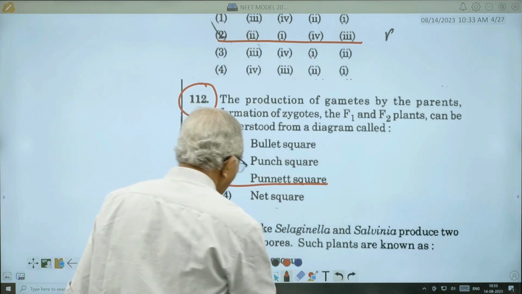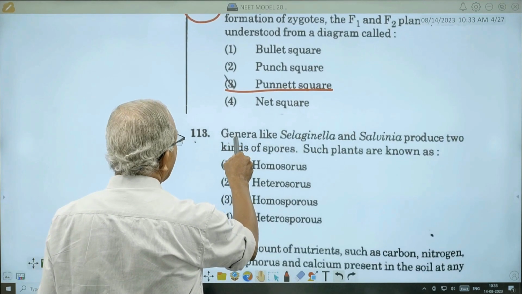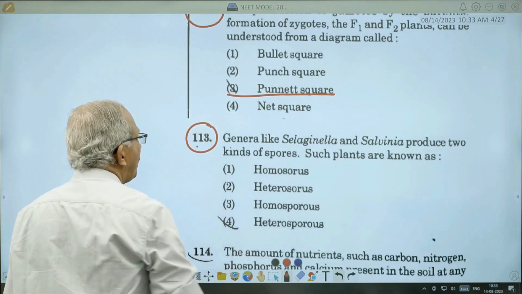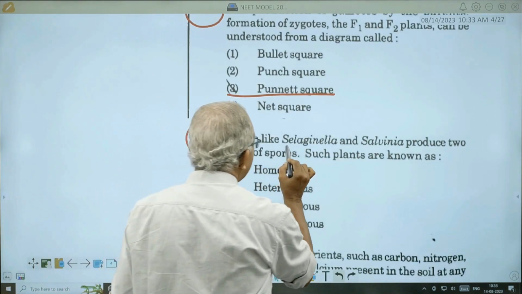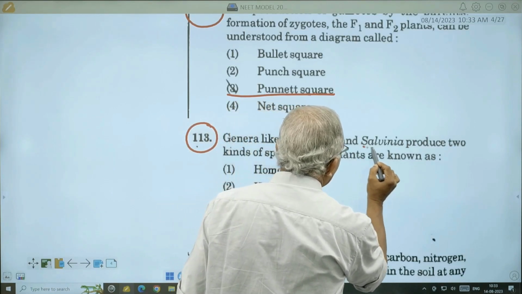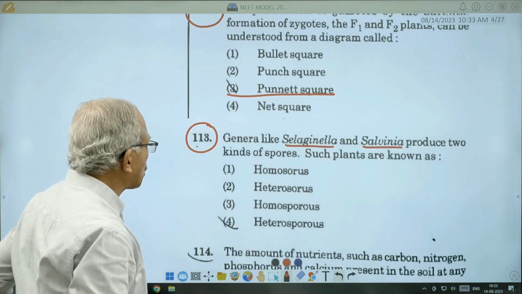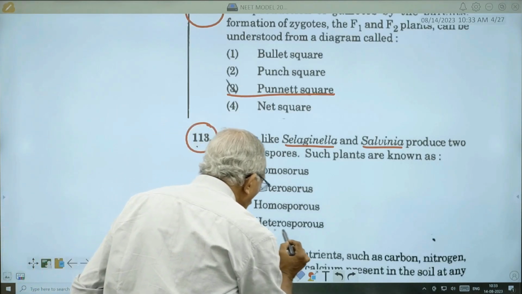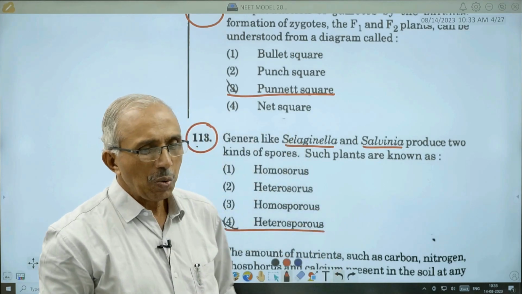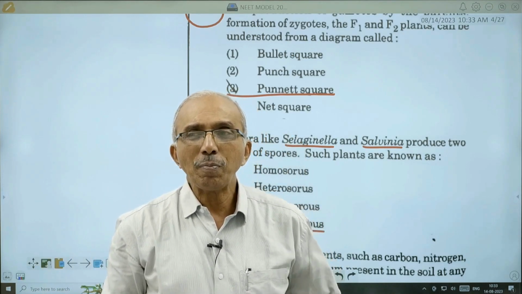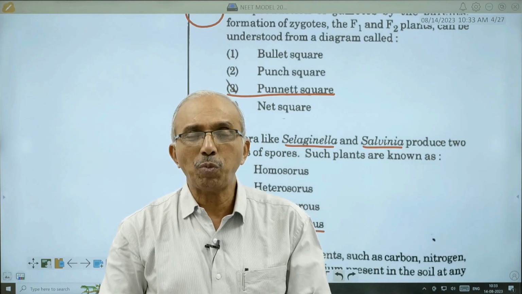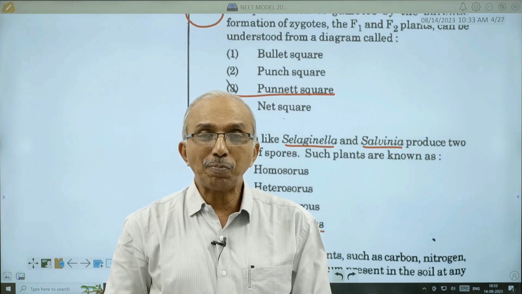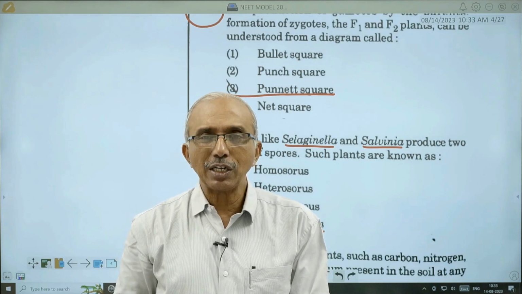Then next question is 113. Genera like Selaginella and Salvinia produce two types of spores. Such plants are called heterosporous plants. What is heterospory? Formation of two types of spores is called heterospory.